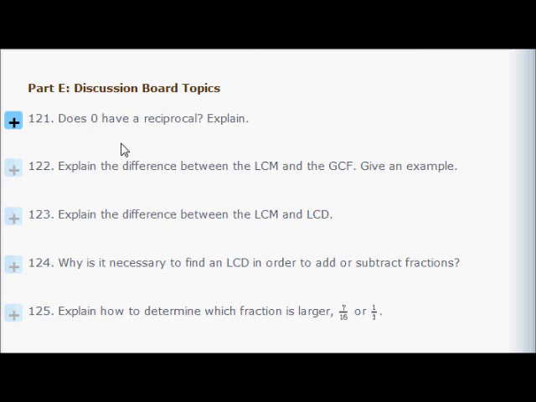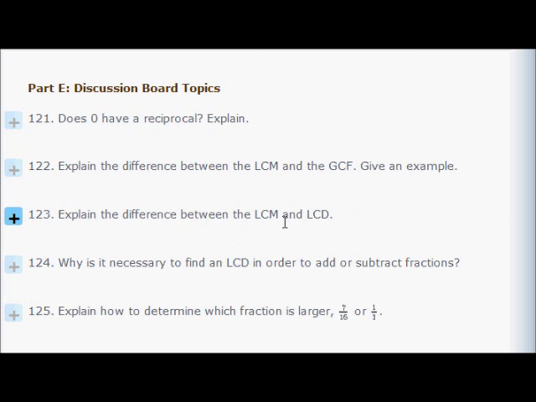Does zero have a reciprocal? Well, that would have to be zero. Zero is equal to zero over any number, right? And it doesn't have to be zero over one, it could be zero over eight. So the reciprocal could be 1 over 0 or 1 over 8. It's not possible. Okay, it's undefined.